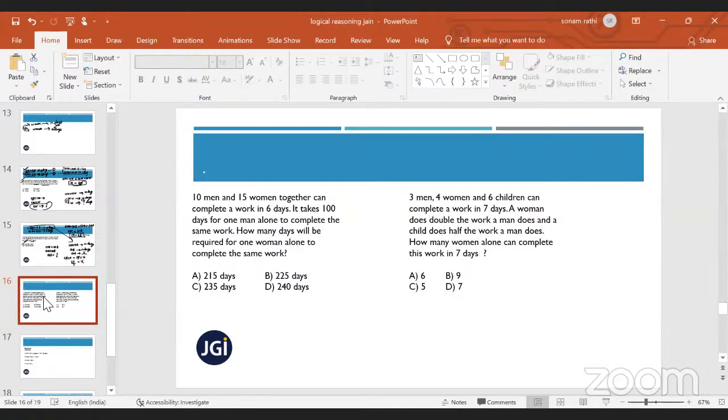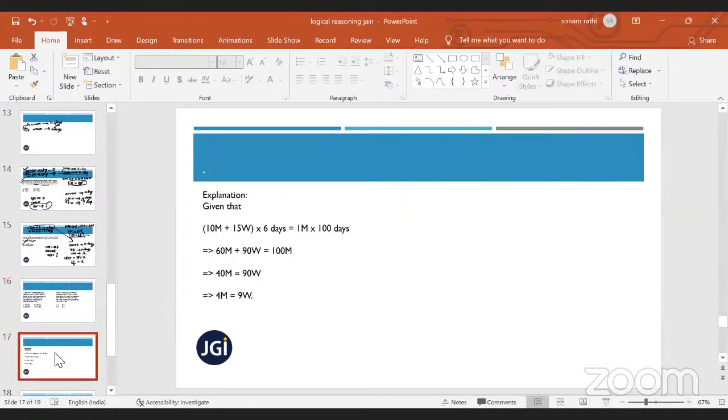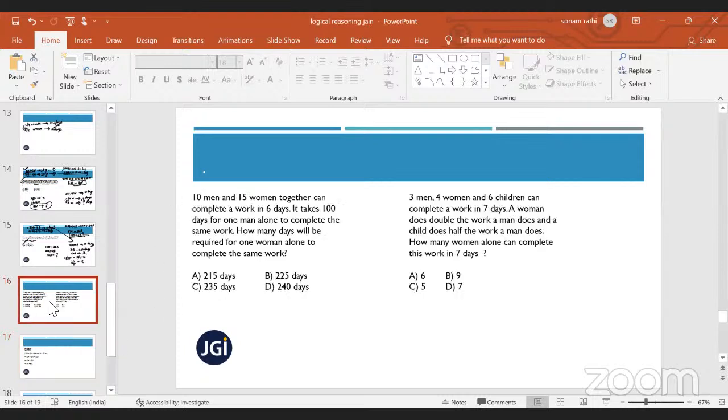10 men, 15 women together, 6 days, 100 days for 1 man alone. So you will get this, yes or no? Wait, let me do it. 10 men plus 15 women is 6 days. Make it 1. If I want to make it 1, divide by 6, multiply by 6. So 60m plus 90w equals 1 day. Right? And the second equation will be 100 for 1.